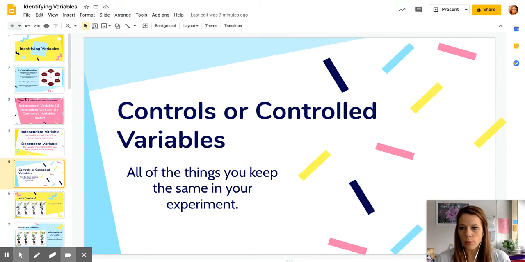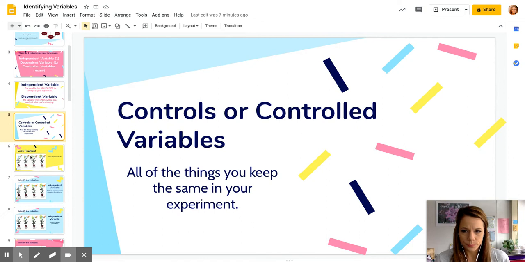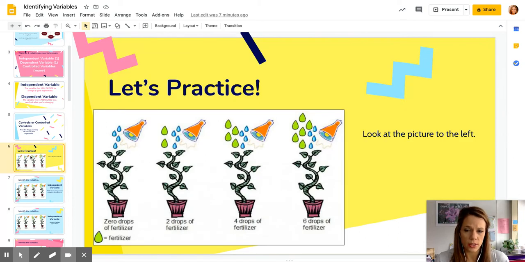So let's do a couple of practice problems here. Let's take a look at this picture, and I'm going to give you a couple awkward seconds to do that. So take a look at the picture. It looks like we're doing some sort of experiment with plants, right? We've got little blue drops, which are representing water, and all of them look like they all have 4. We've got light. All of them have light, same distance, same color light bulb.